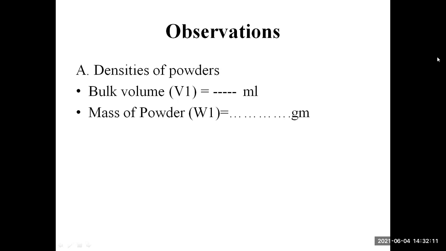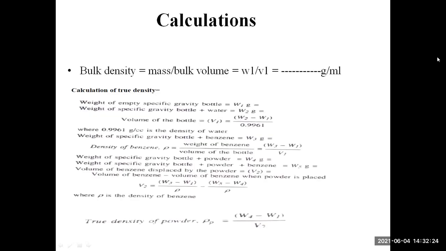During procedure, you have to do the observations for density of powders, bulk volume, that is V1 in ml, mass of powder W1, that is in gram. About calculations, first about bulk density, mass upon bulk volume, that is W1 upon V1, and it will be in gram per ml. Calculation of true density.